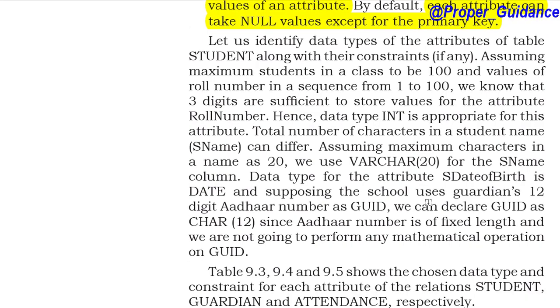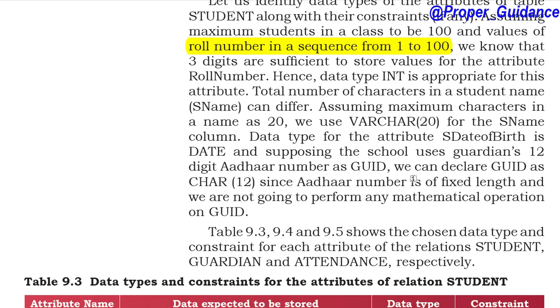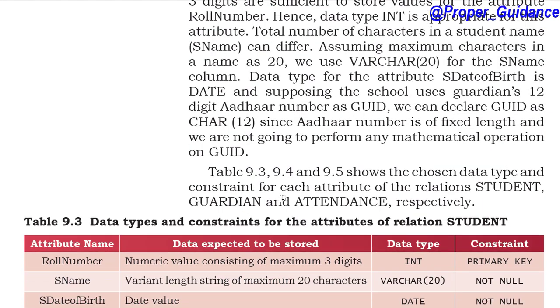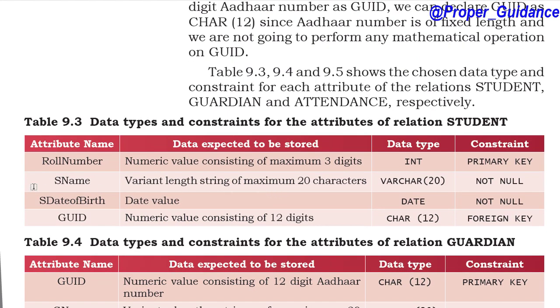Clear? Let us identify the data types of the attributes of table student along with their constraints, if any, assuming the maximum number of students in a class to be 100 and values of roll number in sequence 1 to 100. We know that 3 digits are sufficient to store values for the attribute roll number, so int is appropriate. Here are the data types and constraints for the attributes of relation student: roll number, S name, S date of birth, GUID.